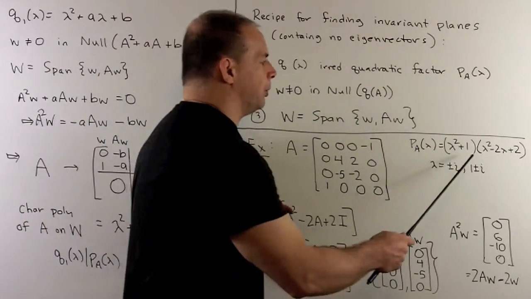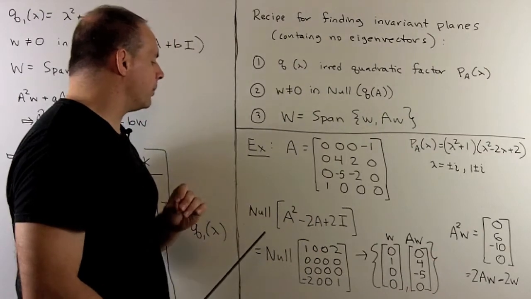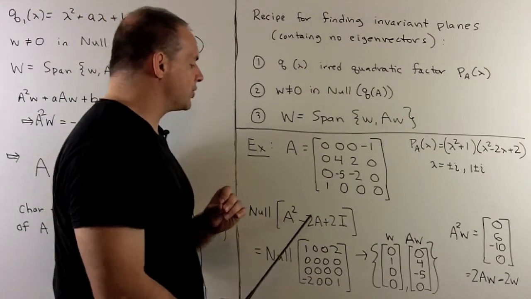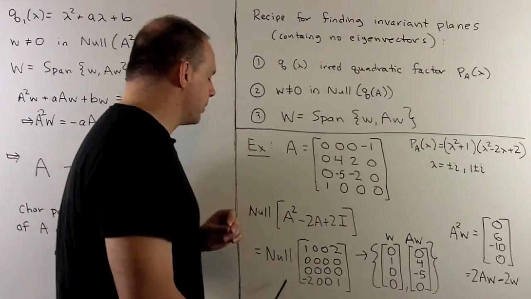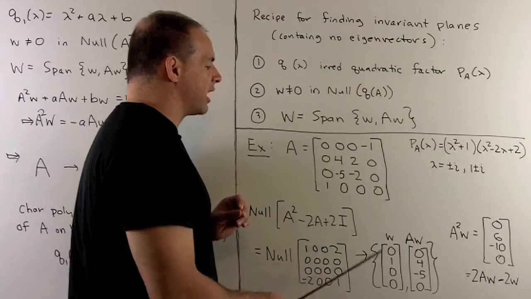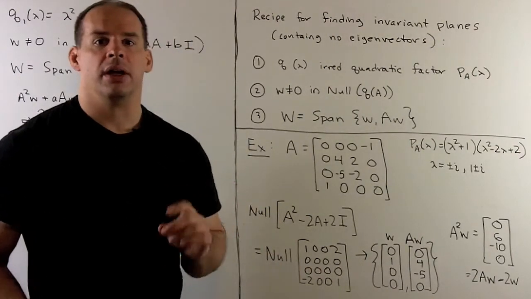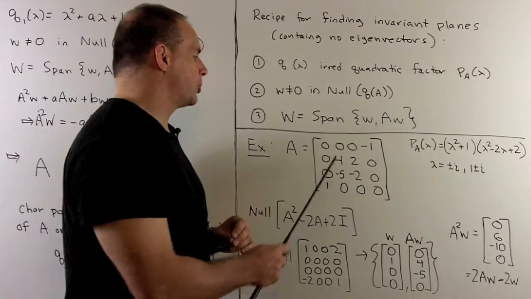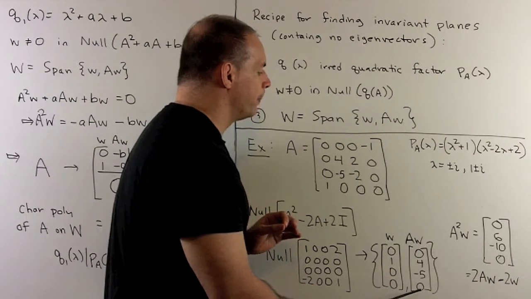If we let q be equal to our second factor, then we're going to look for a non-zero w in the null space of A squared minus 2A plus 2I. So that works out to this matrix here. And for a non-zero w, I'm just going to choose the second standard basis vector, 0, 1, 0, 0. If we apply A to that vector, we're just picking off the second column. So I'll have 0, 4, minus 5, 0.